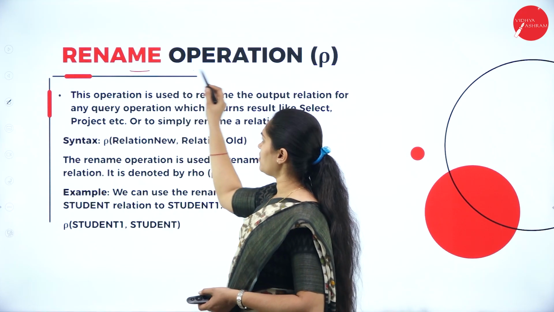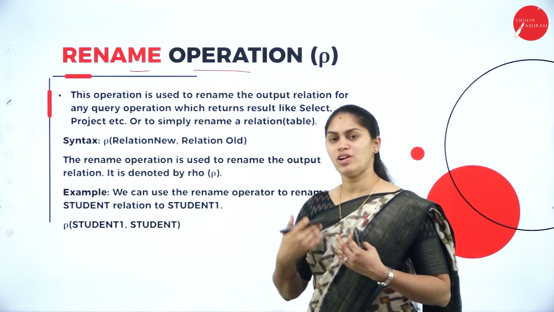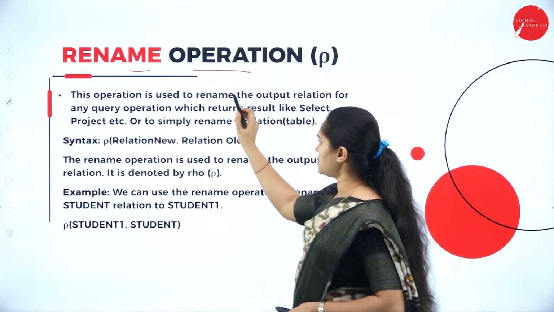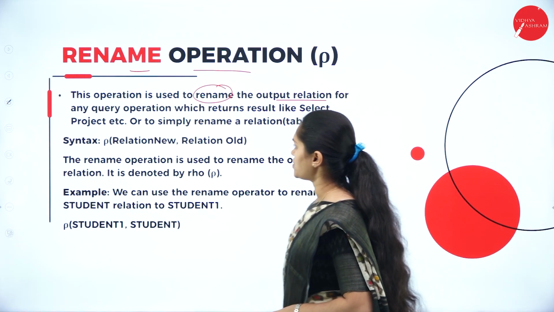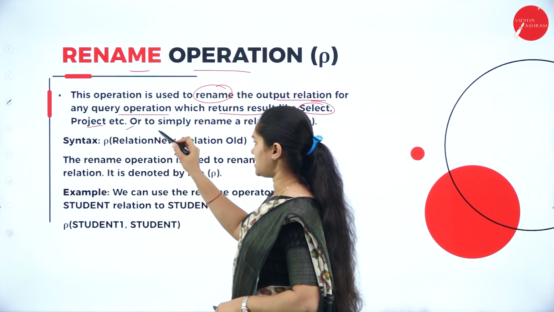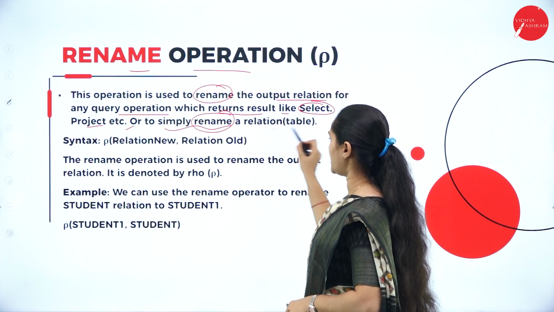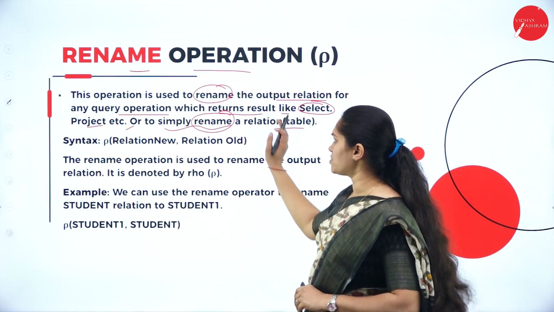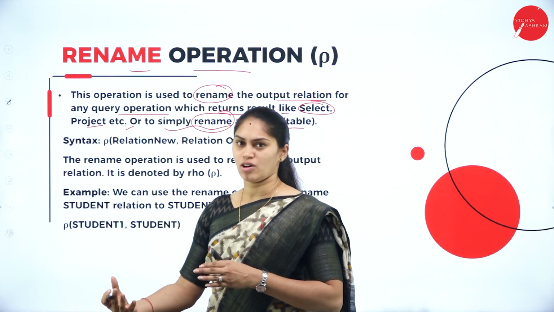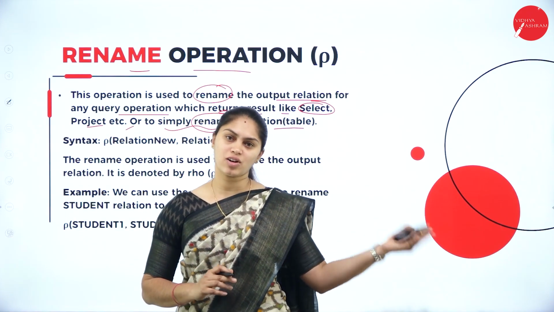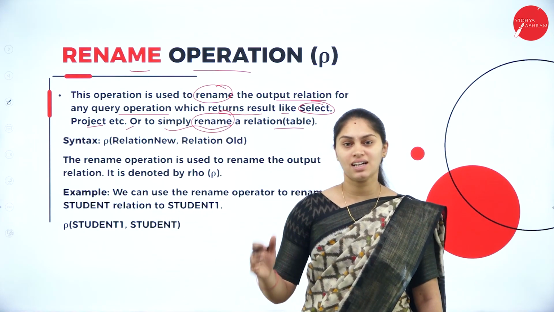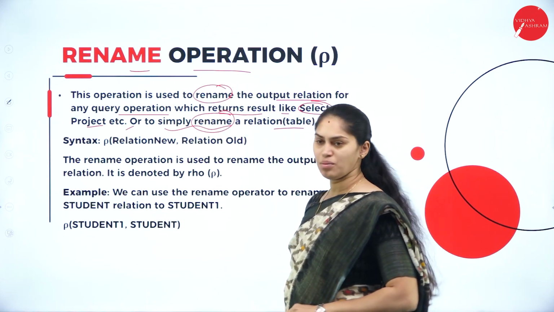Next we have the rename operation. As the name indicates, if you want to rename the table name, we can use this rename operation. It is used to rename the output of a relation for any query operation which returns a result, like select, project, etc., or simply to rename a relation or table name. Whenever we do a relational operation like selection or projection, we get a table or relation as output. If you want to rename that resultant output, you can use the rename operator.